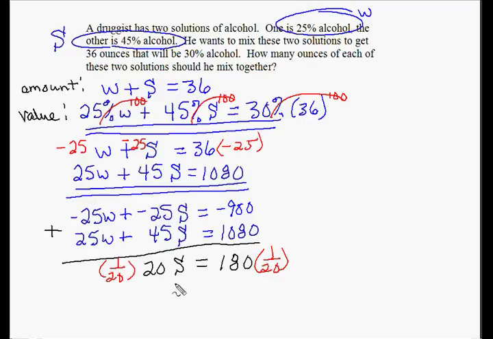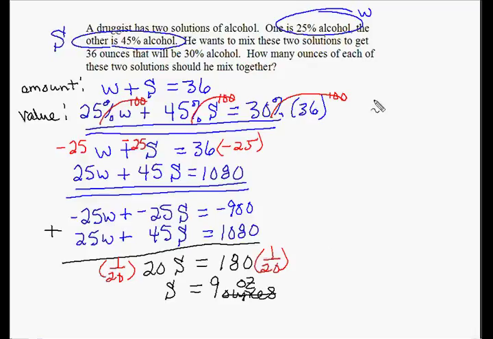And I now have that this strong solution is 9. 9 what? 9 ounces. A little hard to read there. Abbreviation for ounces is OZ. And now I need to find out how many ounces of the weak solution I have.